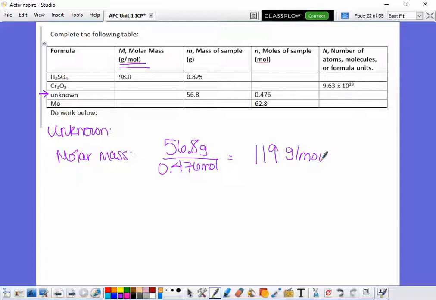Typically, molar masses, when we pull them from the periodic table, we're going to go to 2 decimal places. But here, we're not looking at the periodic table, we're using other data. Okay. And then, so that's 119. And then to find the number of particles, what do we want to use? So we use Avogadro's number, and what are we converting? Just start with the moles and convert that to particles using Avogadro's number.